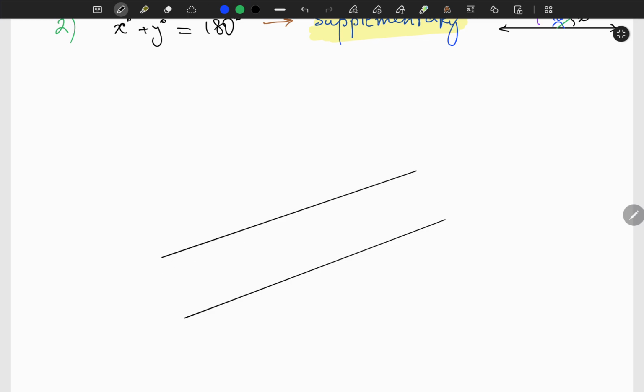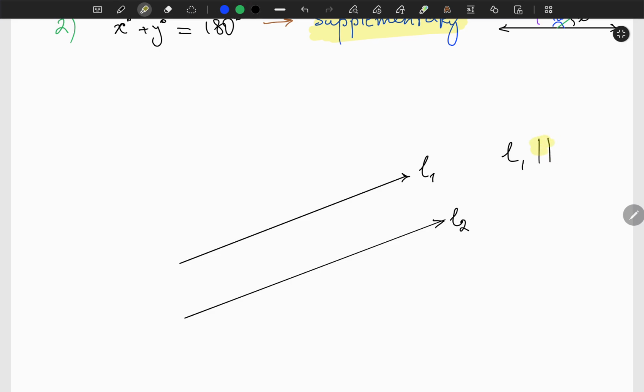And let's suppose that these two lines are parallel, line 1 and line 2. Whenever we have parallel lines with a specific symbol like this, this symbol means the two lines are parallel. So we have another line that intersects these lines.